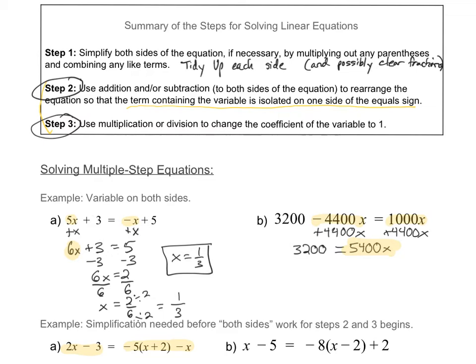Now in this case, I actually already have my variable term isolated on one side of the equal sign. And because it's equal, regardless of which one goes on the left and which one goes on the right, I can even flip this around and they'll still be equal. And to finish this off, we will use division by 5,400.